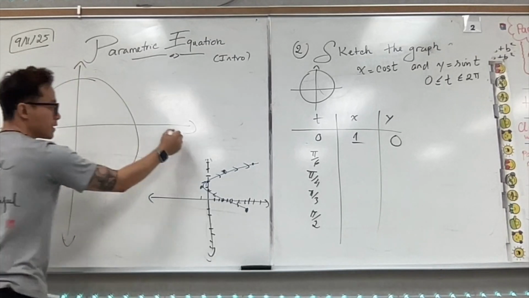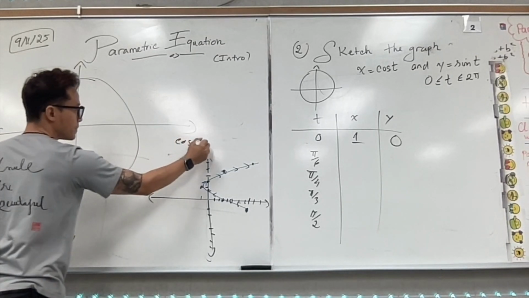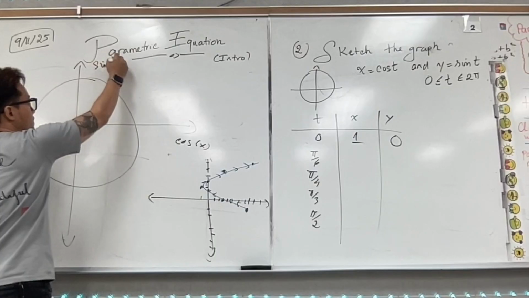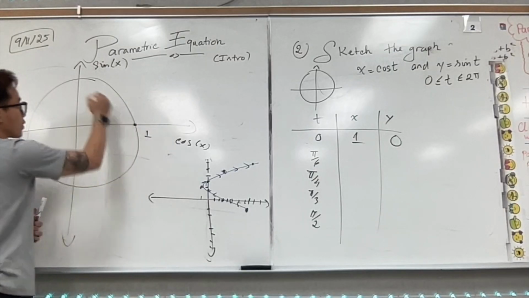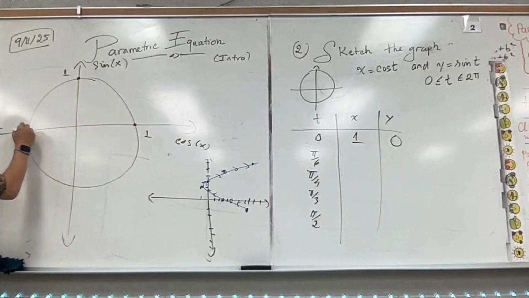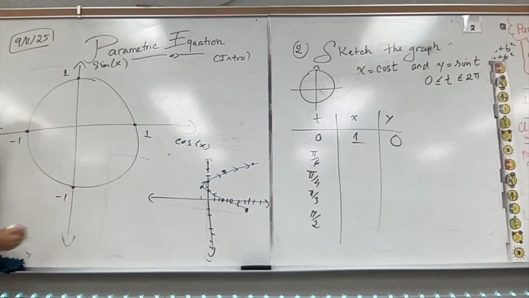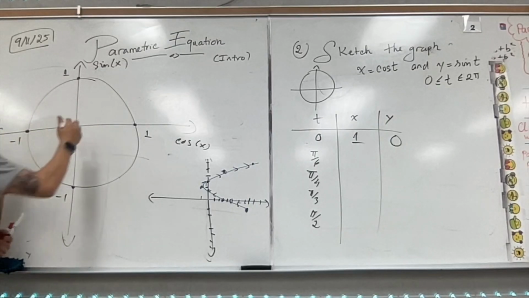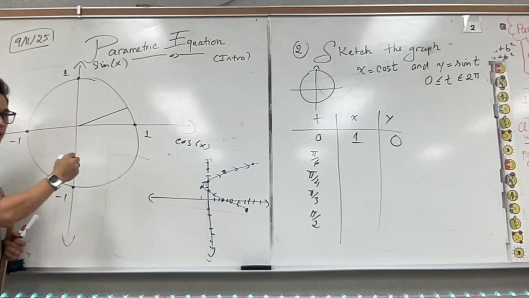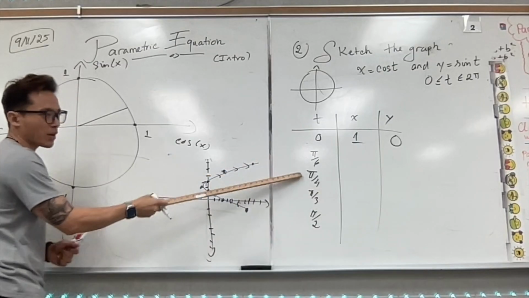This is cosine. This is sine. Unit circle, the way they call it a unit, means everything is 1 here: 1, 1, negative 1, negative 1. Then there are some special angles. This is the smallest one. This is a special one. Which one is the smallest?